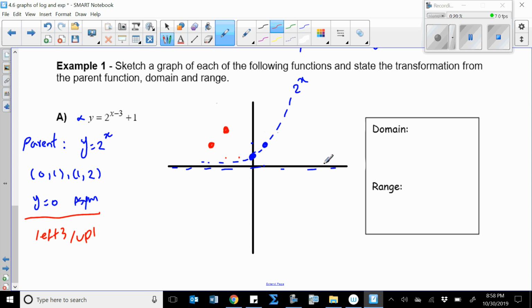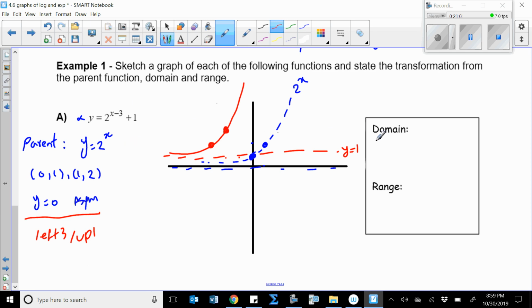Then I need to move my asymptote. Asymptote is a horizontal line, so if I move it left or right, I won't see any change. But if I move it up, I will see the change. So this asymptote will be moved up 1, like this. Y equal to 1 is my new asymptote. And now this is my new graph. So this is the graph of y equal to 2 to the power of x minus 3 plus 1.